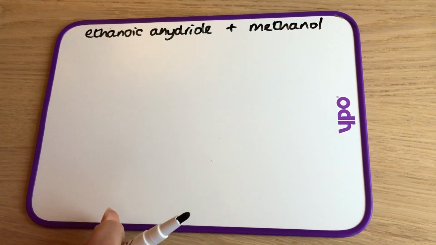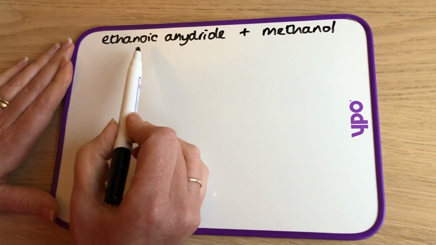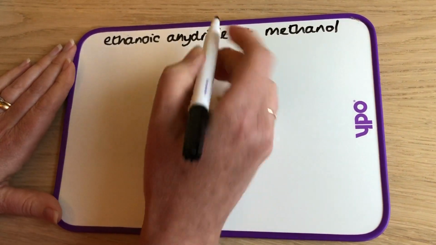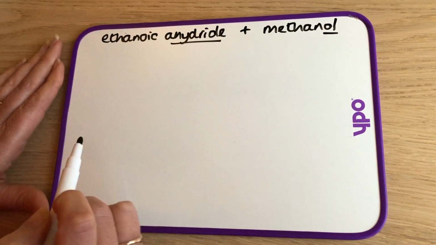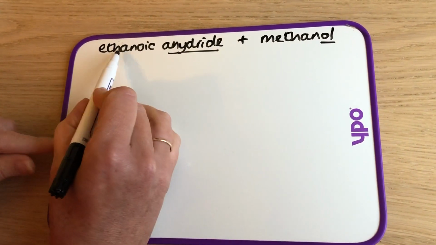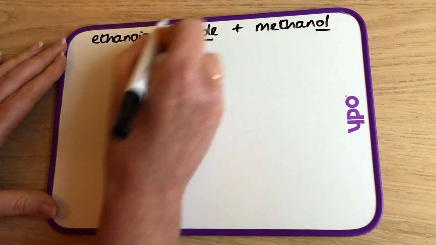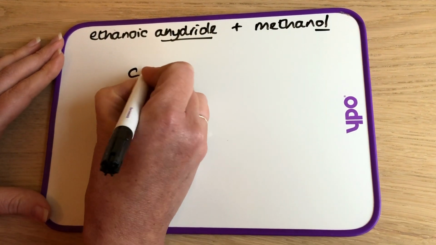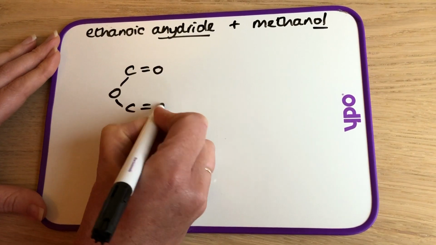Alright then, so this time we're going to look at making the ester using the carboxylic acid derivative of the anhydride. So we're still using an alcohol, we're just using the anhydride instead of the carboxylic acid. So ethanoic anhydride, symmetrical. The anhydride functional group then, I'm going to draw that out first.